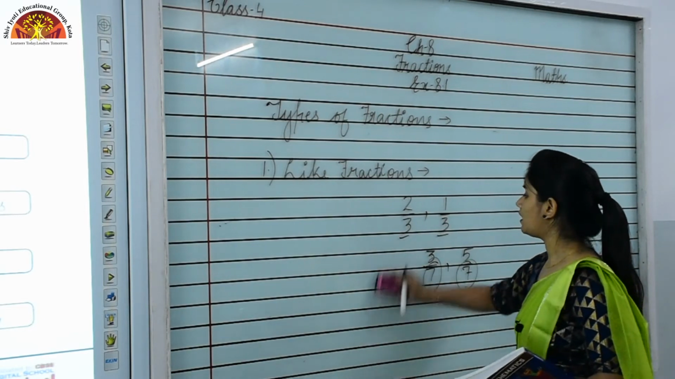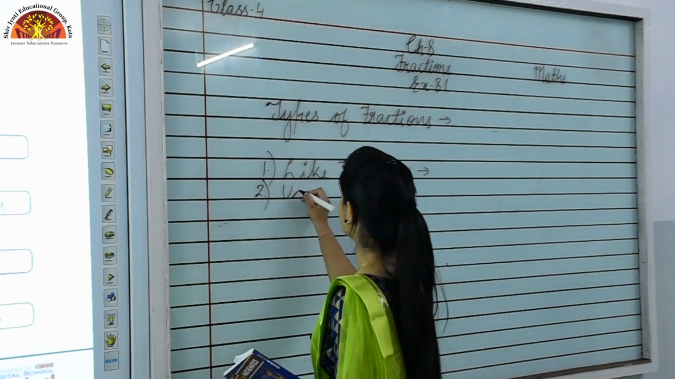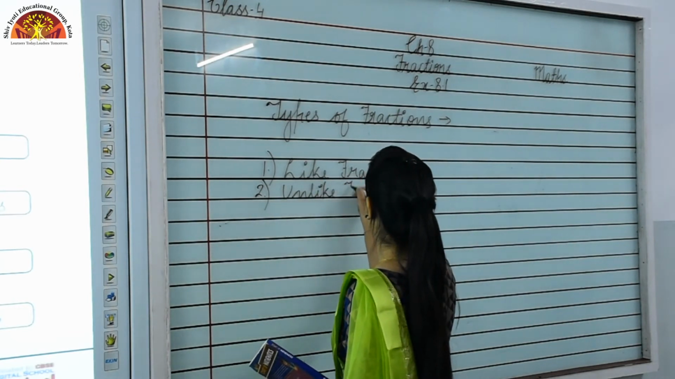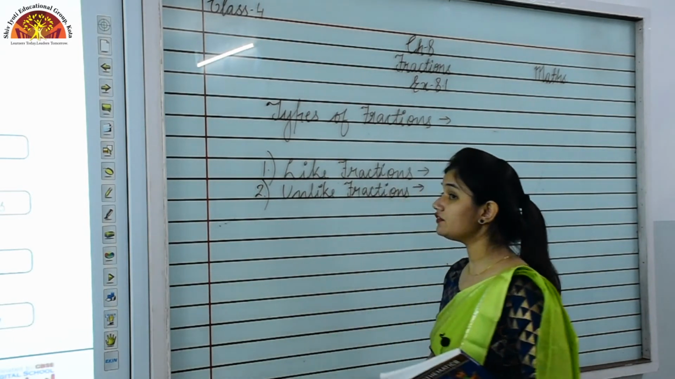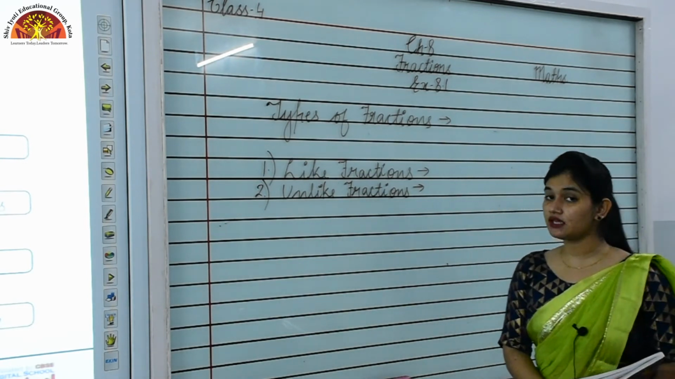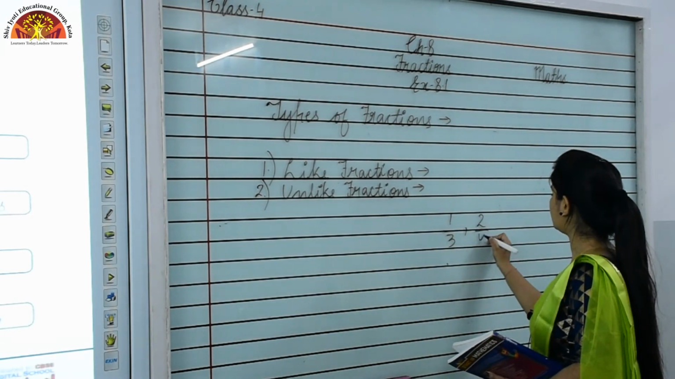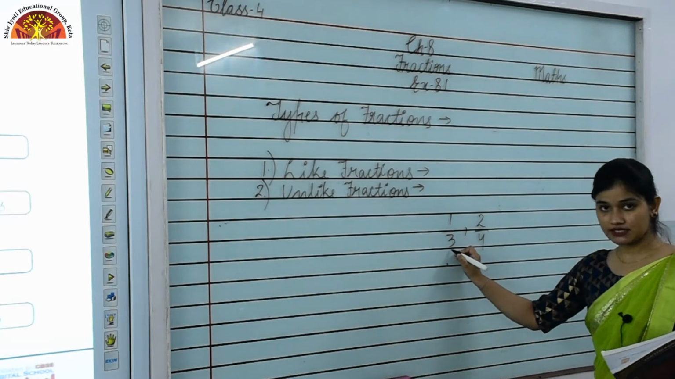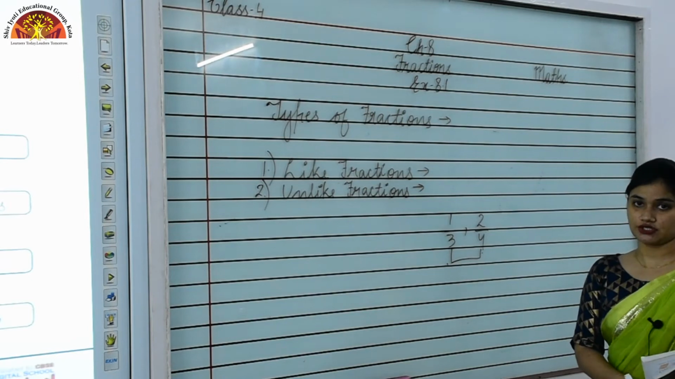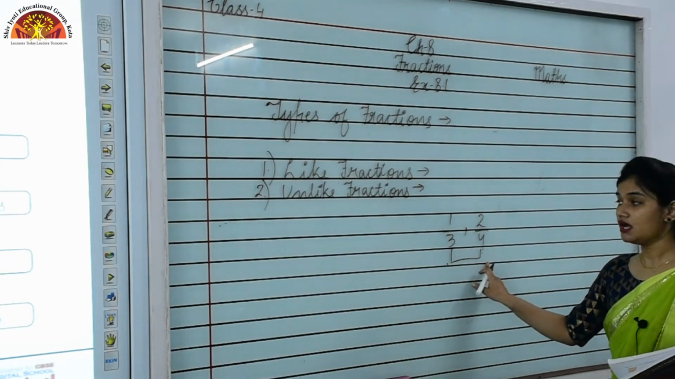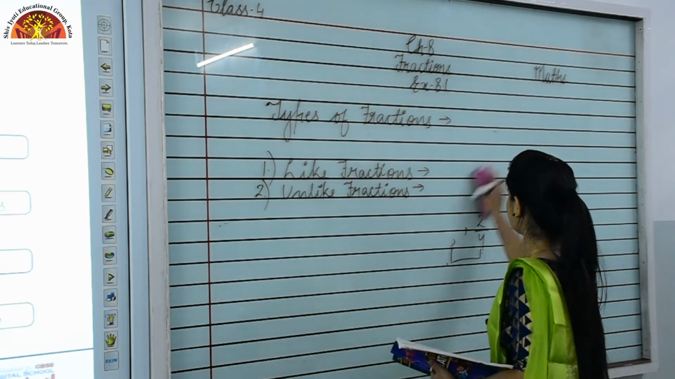Okay students, and now the next is unlike fractions. So students, if the denominators are different, what did I say? If the denominators are different, then the fractions will be unlike fractions. You can see denominator is 3 here and denominator is 4 here. It means these two fractions are unlike fractions. Okay students, if the denominators are different, the fractions will be unlike fractions. Now the next is proper fraction.